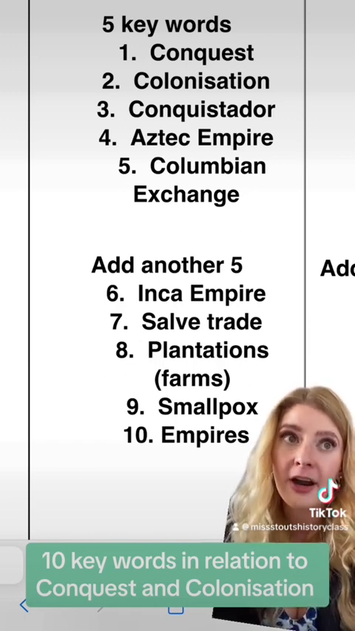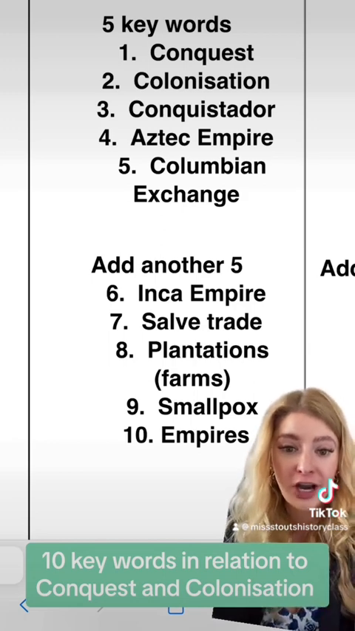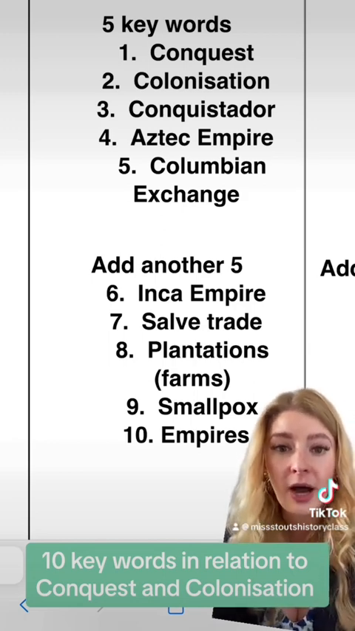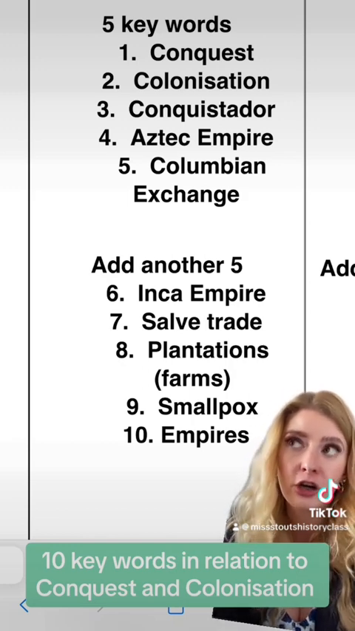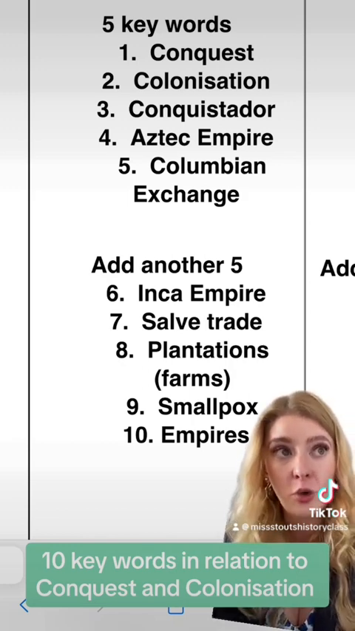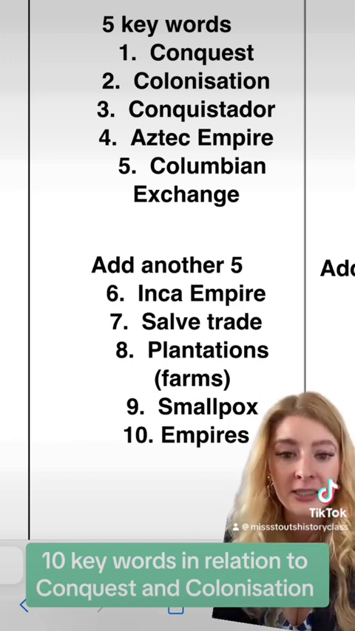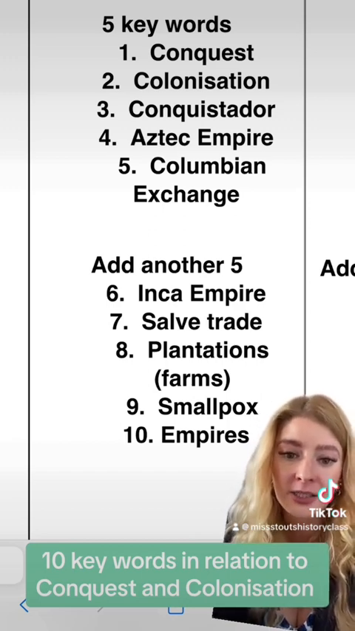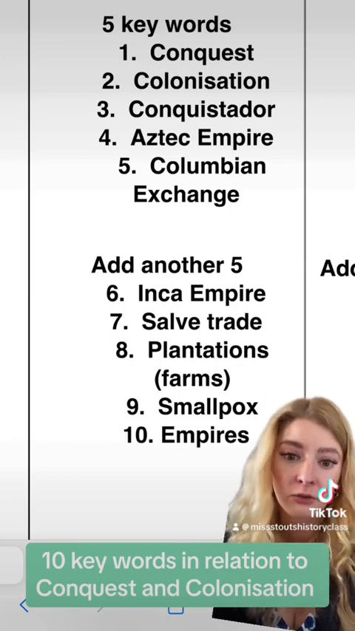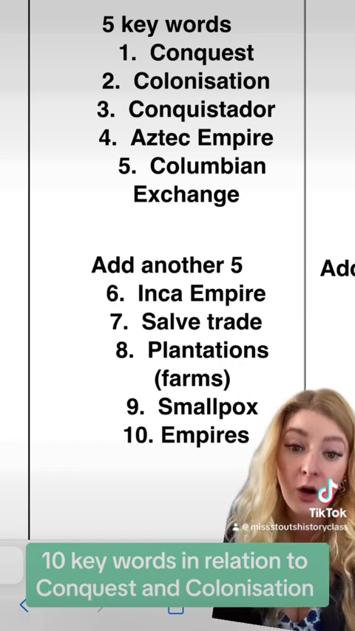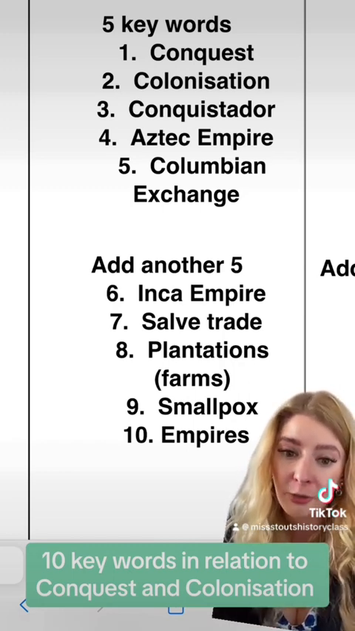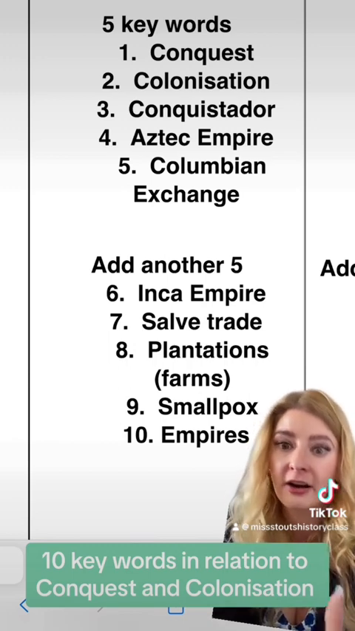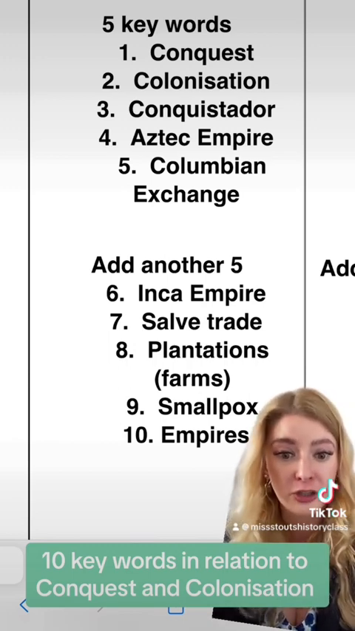Plantations in this topic, so if we're talking about plantations in relation to the Americas, we're talking about really large farms. Plantations in Irish history mean something different, but in this topic, plantations mean large farms. They were growing things like cotton, tobacco, and peanuts. Smallpox was a disease that was brought by Europeans to the Americas, and it killed thousands, if not hundreds of thousands, of native people because they had not been introduced to smallpox before. They just didn't have an immune system for it.